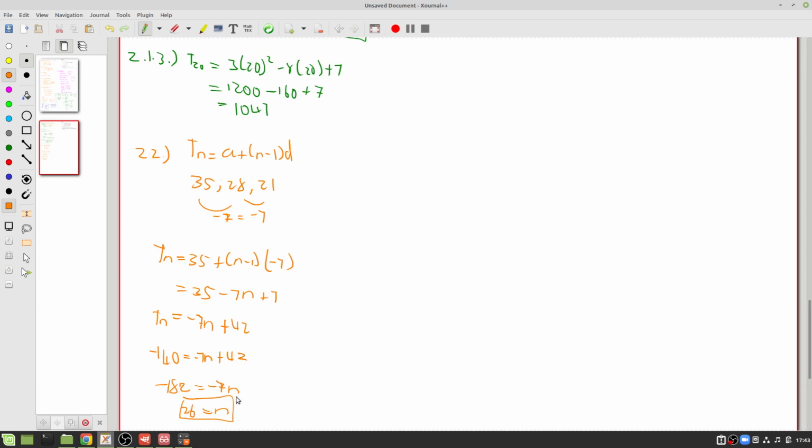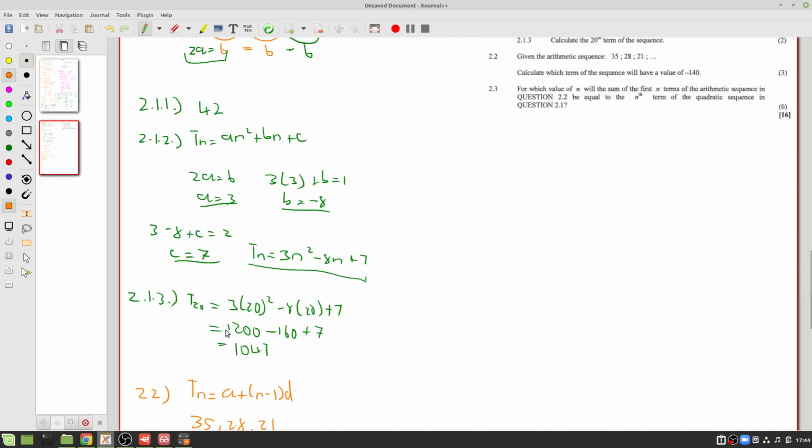And you can always just check if you're unsure. That's the nice thing about mathematics. Always just put something back to check. So if we put into our nth term the value 26, so if we work out term 26, we get negative 7 times 26 plus 42. And that'll give us negative 182 plus 42, which will give us negative 140. And that's exactly what we want to solve.